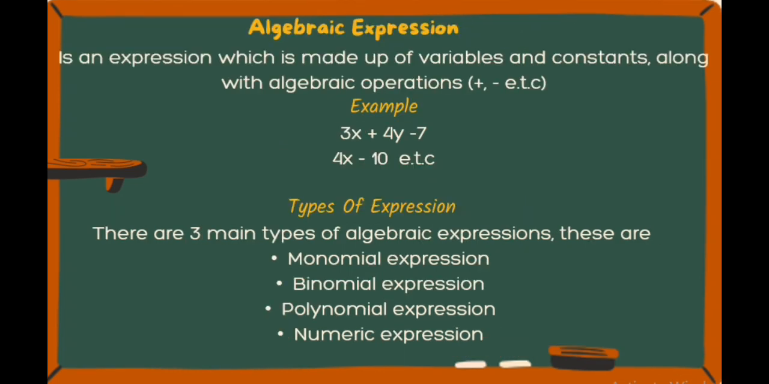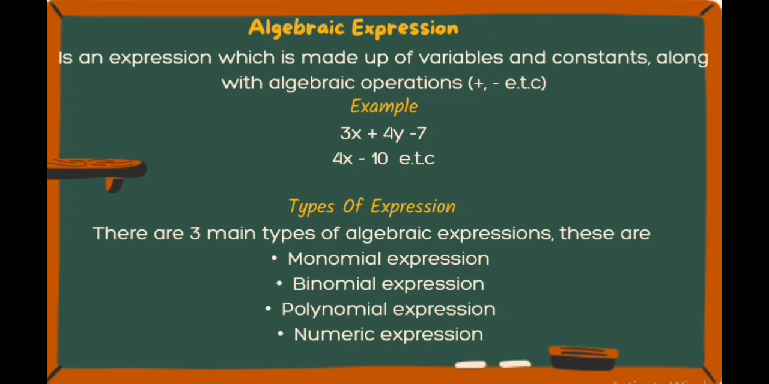Now we have algebraic expression. Algebraic expression is an expression which is made up of various variables and constants, along with algebraic operations: subtraction, addition, division, multiplication, etc. Now we have an example here. We have 3x plus 4y minus 7. This is an expression. We also have 4x minus 10, which is also another expression.